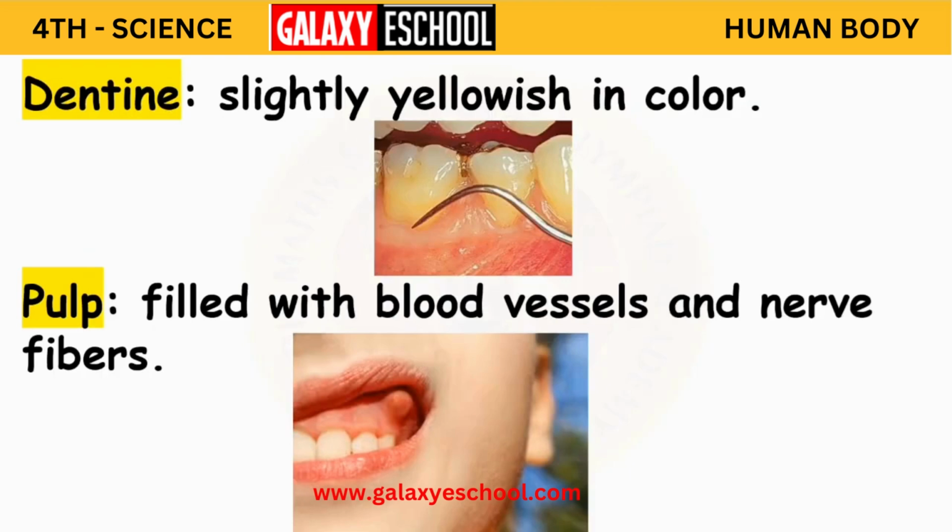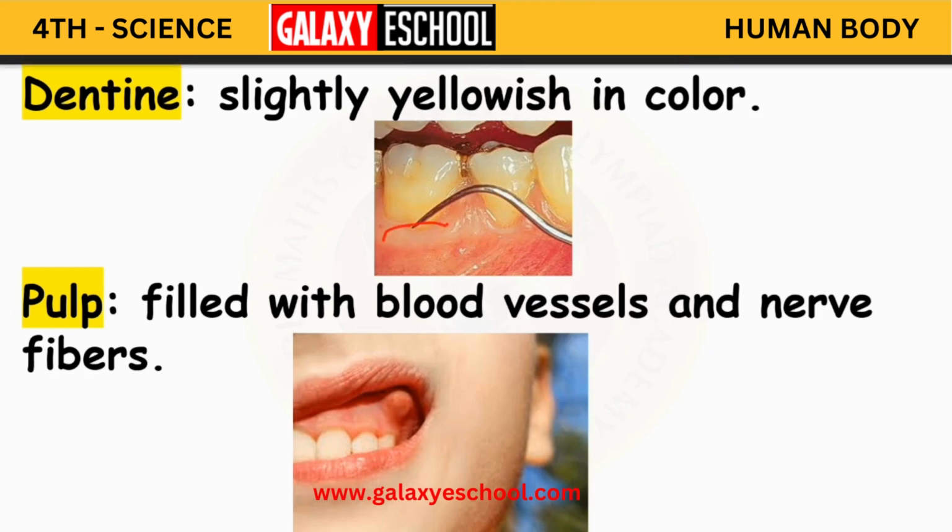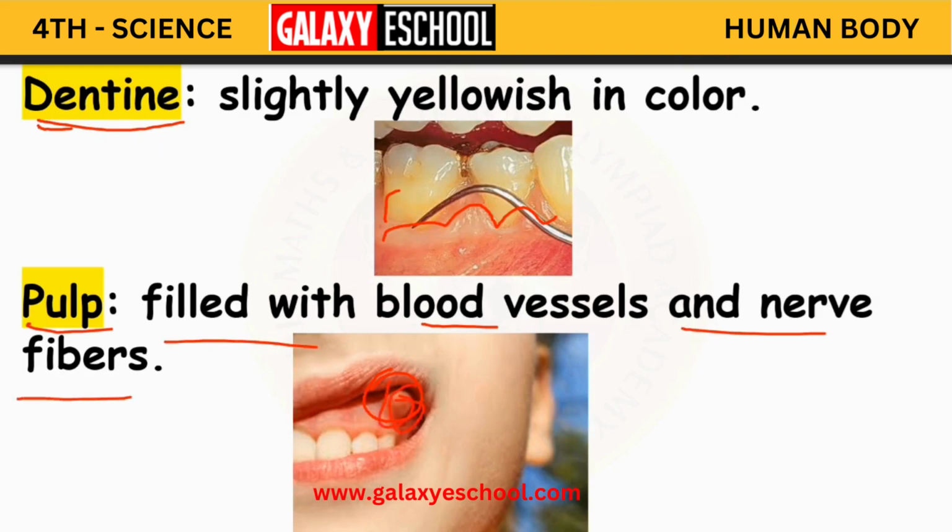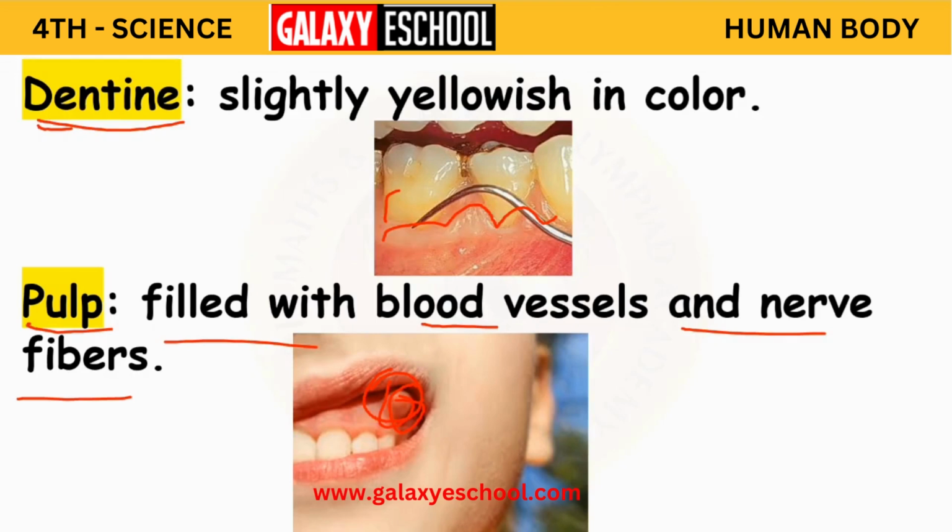So what does this tooth look like? Sometimes some teeth look slightly yellowish in color. Are you able to see here in the picture? Yes. So we call this slightly yellowish color dentine. And you can see sometimes some nerves which have been swollen. These are nothing but the pulp. We call it pulp, filled with blood vessels and nerve fibers.